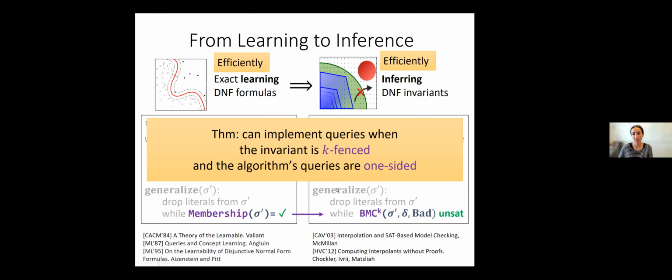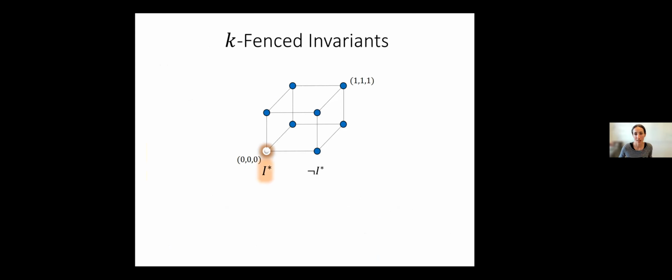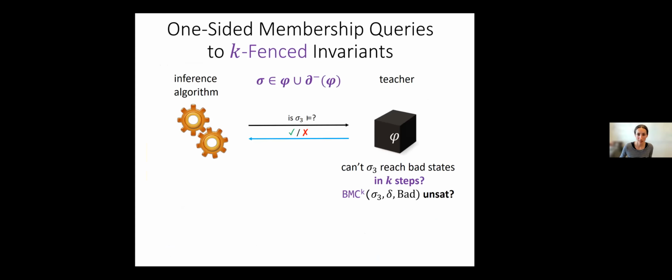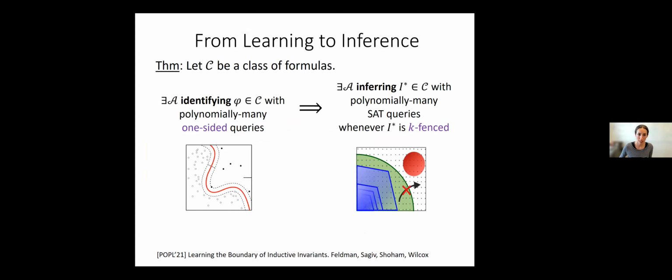This is the case really for the interpolation-based algorithm. We can really get it as an implementation of the learning algorithm because the queries are of this form. And then if the invariant is k-fenced, we can also take the complexity results of the learning algorithm and basically import them to the invariant inference algorithm. We are guaranteed to have the same complexity for k-fenced invariants. And I will not have time to explain the condition, unfortunately, but I can show what we get from it.